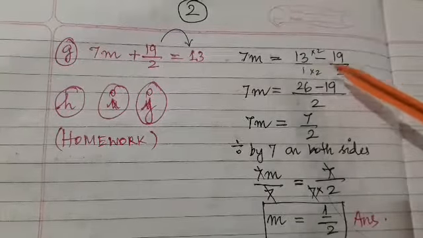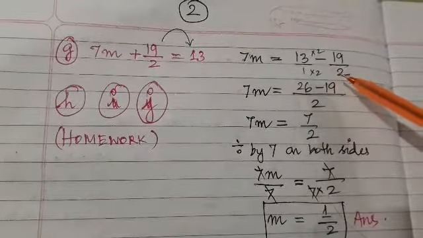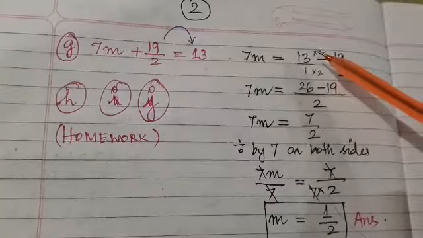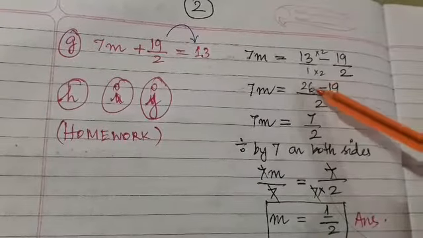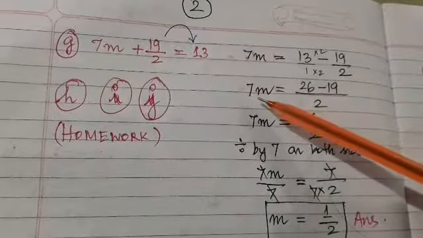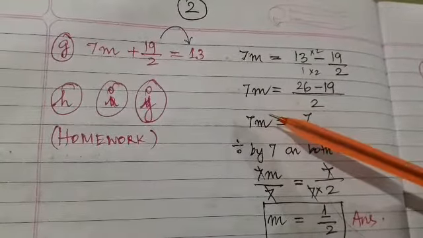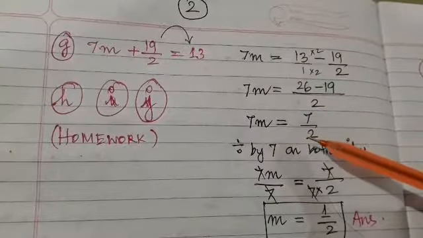So it is a whole number, and this is a fraction number. Convert it into a single fraction. You have to take the LCM. 2 is the LCM. So we have to multiply the denominator by 2 and the numerator by 2, because the denominator is assumed as 1. So if you multiply 13 by 2, you will get 26 minus 19 upon 2. The left hand side will be 7m as it is. Then 7m equal to, if you take the difference, 7 upon 2.